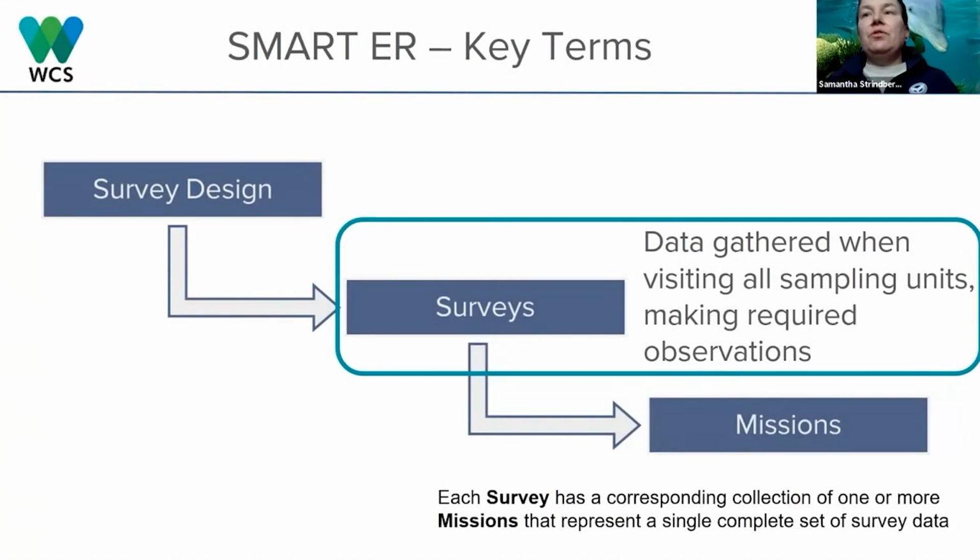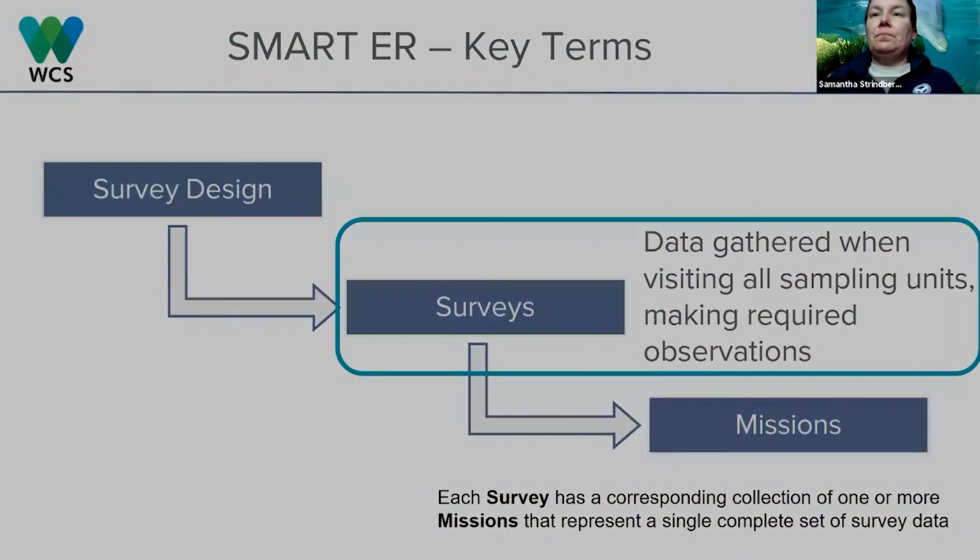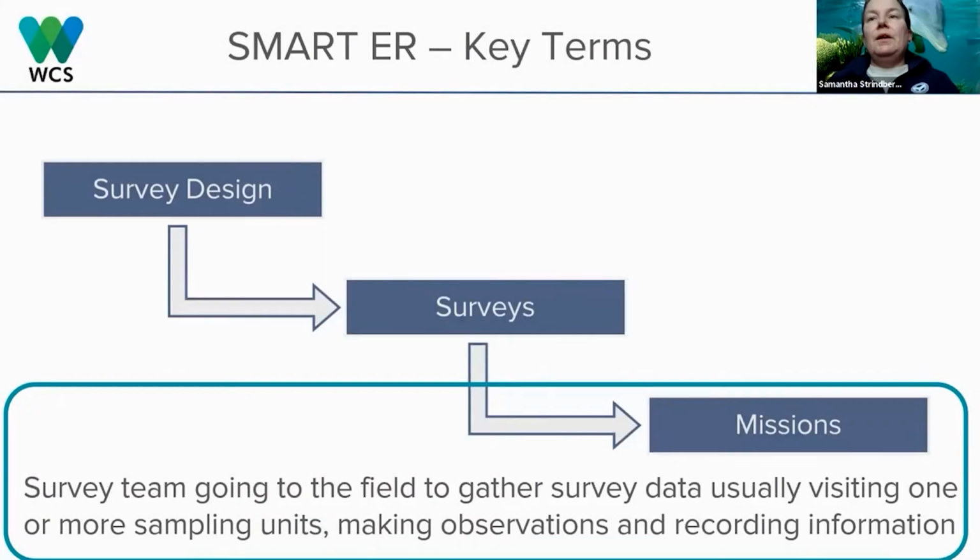But associated with the survey design within SMART ER are the surveys, where the observational data are collected by visiting all the sampling units at least once. So one or more missions are associated with each survey, which is basically a single complete set of survey data. During the missions themselves, survey teams go to the field to collect the survey data.